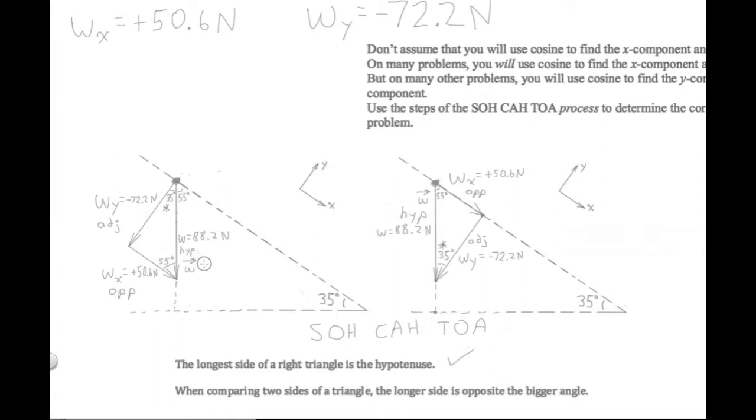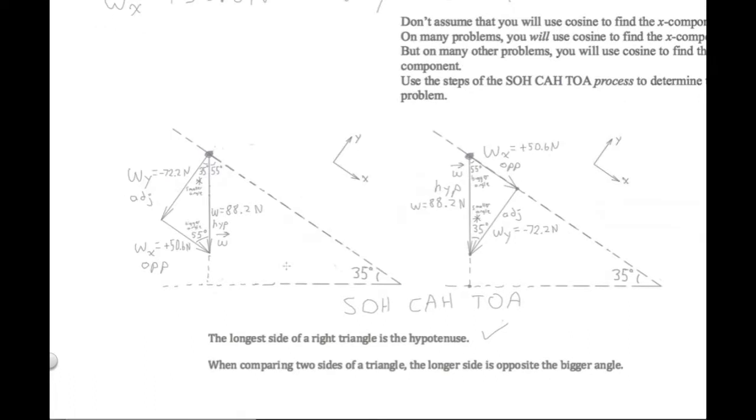And then to compare the legs, we should check whether the longer leg is opposite the bigger angle. Well, yes, we can see that this bigger angle of 55 degrees is opposite the longer leg of 72.2 newtons, and the smaller angle of 35 degrees is opposite this smaller leg of 50.6 newtons. So that also checks out. So it does seem like those things check out.